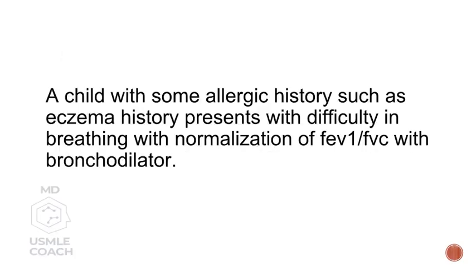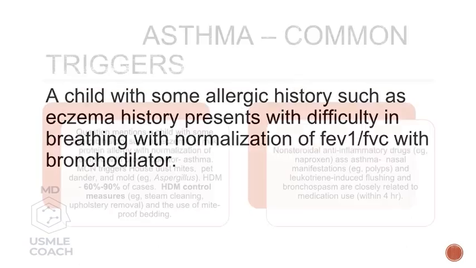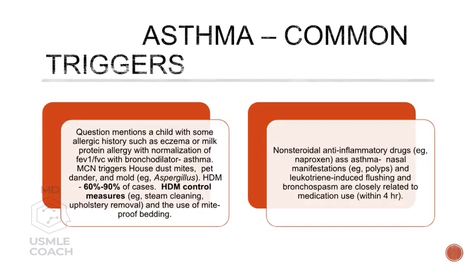Question: a child with eczema history now presents with difficulty in breathing with normalization of FEV1/FVC with bronchodilator. Yes, we are talking about an asthma patient. Yes, it is step 3, and you can't escape with such a simple question. The follow-up question is coming for you. It is: what is the most common trigger? That would be house dust mites, pet dander, and mold, for example Aspergillus.